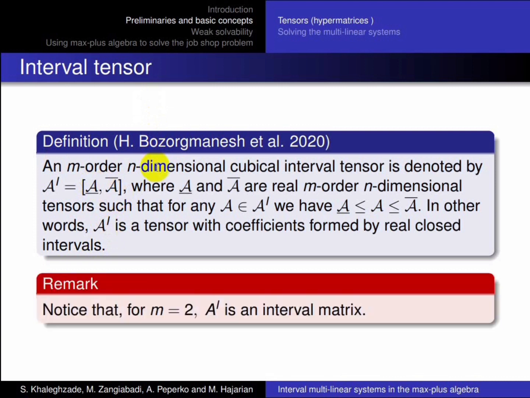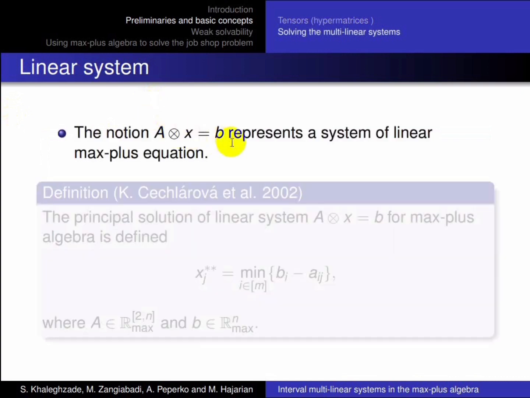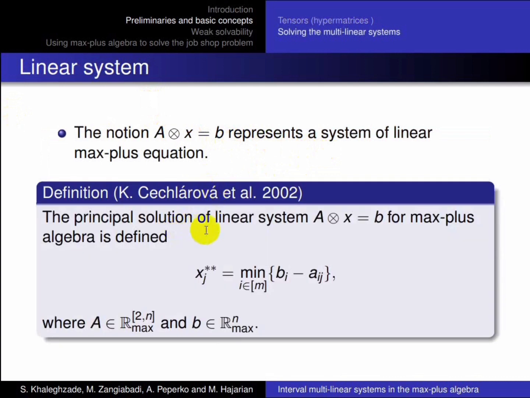Notice that for m equals 2, it is an interval matrix. I'd like to elaborate on this point for a few seconds. The notation represents a system of linear Max-Plus equations. And so the principal solution of a linear system for Max-Plus algebra is defined by this expression.